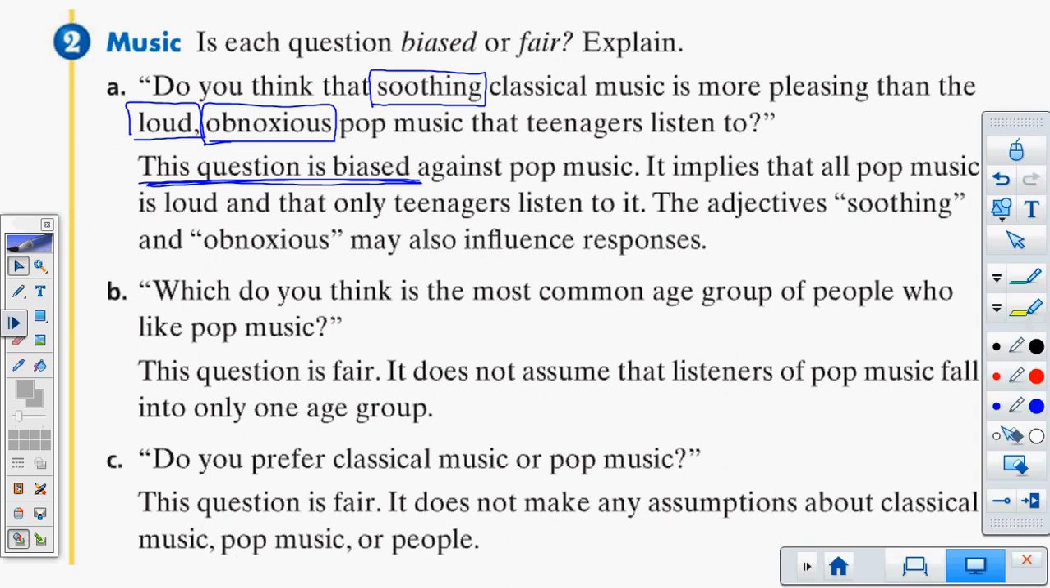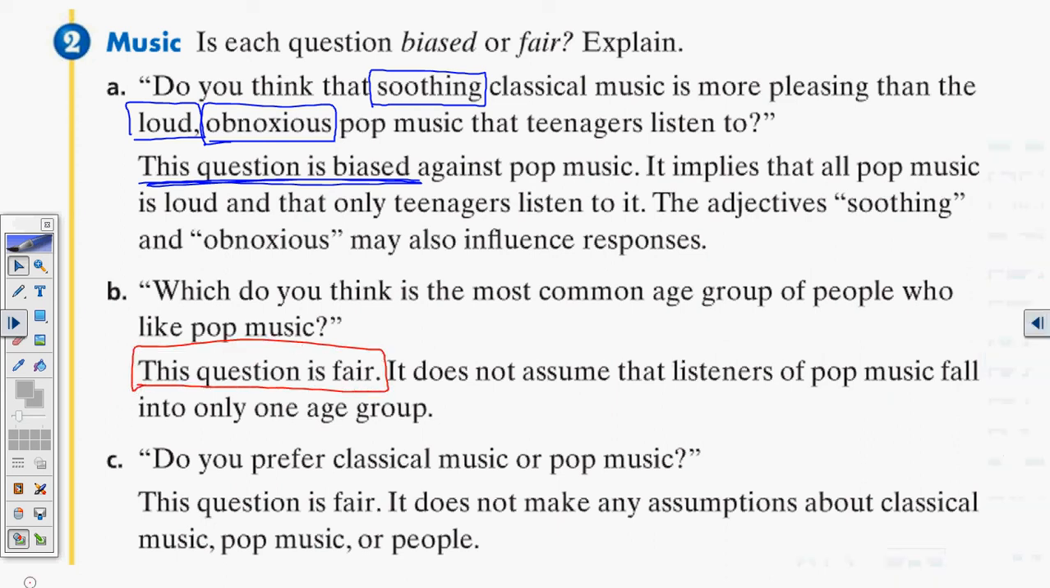So here's another one. Which do you think is the more common age group of people who like pop music? So this question is fair. It's just a straight up question. It does not assume that the listeners of pop music fall into one age group. It's just asking, what do you think is the age group? And then here's letter C. Do you prefer classical music or pop music? Very plain, simple, straight to the point. And this question is fair also. It does not make any assumptions about classical music, pop music, or people. So you're really just taking out the adjectives.